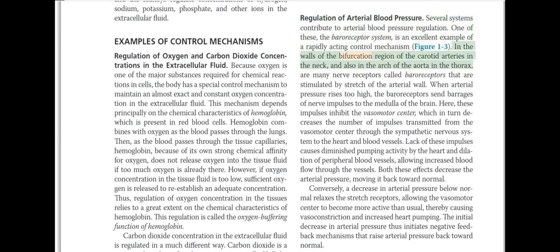In the walls of the bifurcation region of the carotid arteries in the neck, and also in the arch of the aorta in the thorax, are many nerve receptors called baroreceptors that are stimulated by stretch of the arterial wall. When arterial pressure rises too high, the baroreceptors send barrages of nerve impulses to the medulla of the brain. Here, these impulses inhibit the vasomotor center, which in turn decreases the number of impulses transmitted from the vasomotor center through the sympathetic nervous system to the heart and blood vessels.